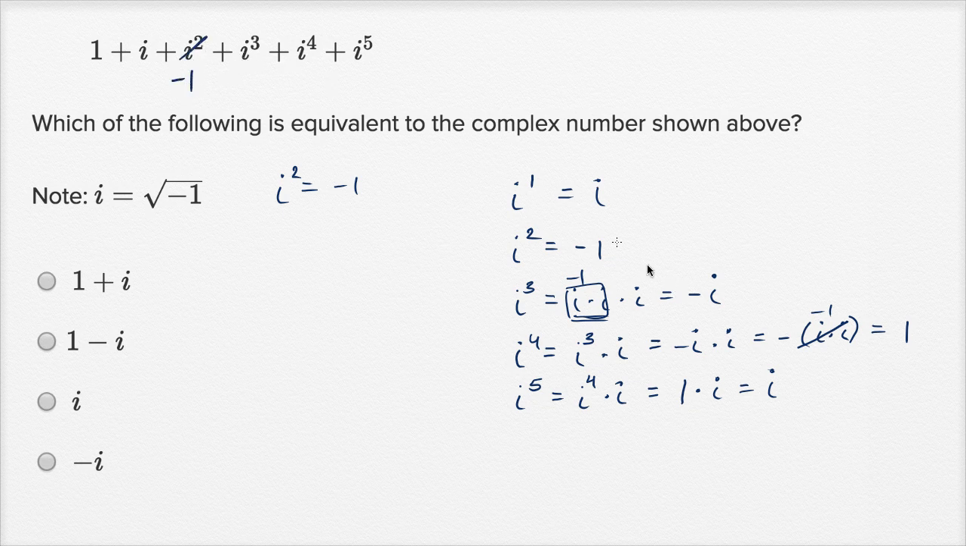i to the third is negative i, i to the fourth is 1, and then i to the fifth is i. All right, so we have a 1 minus 1, so this and this are going to cancel out. Then we have an i and a negative i, so i minus i, that's going to be 0. And all we're left with is a 1 plus an i. So that's this choice right over there.